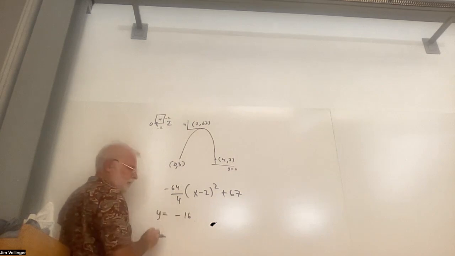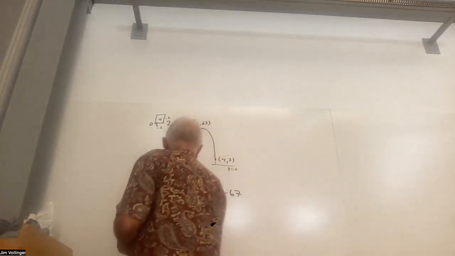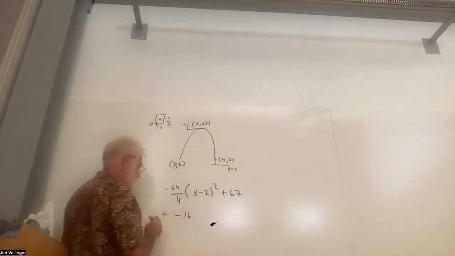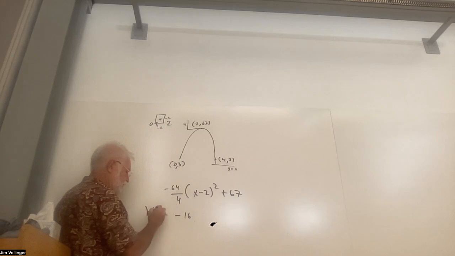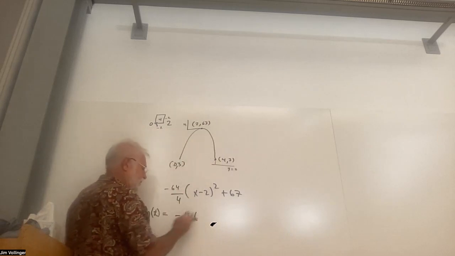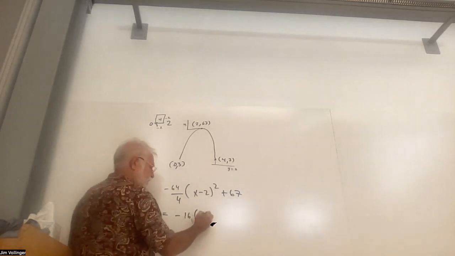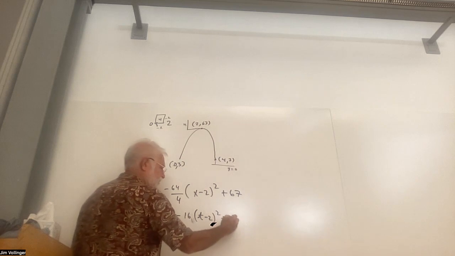So my height as a function of time, we might as well bring in t instead of x, just to change things up a little bit. So height as a function of time, time being seconds, is determined by -16. Well, I haven't done it out yet. -16 (t - 2)² plus 67.